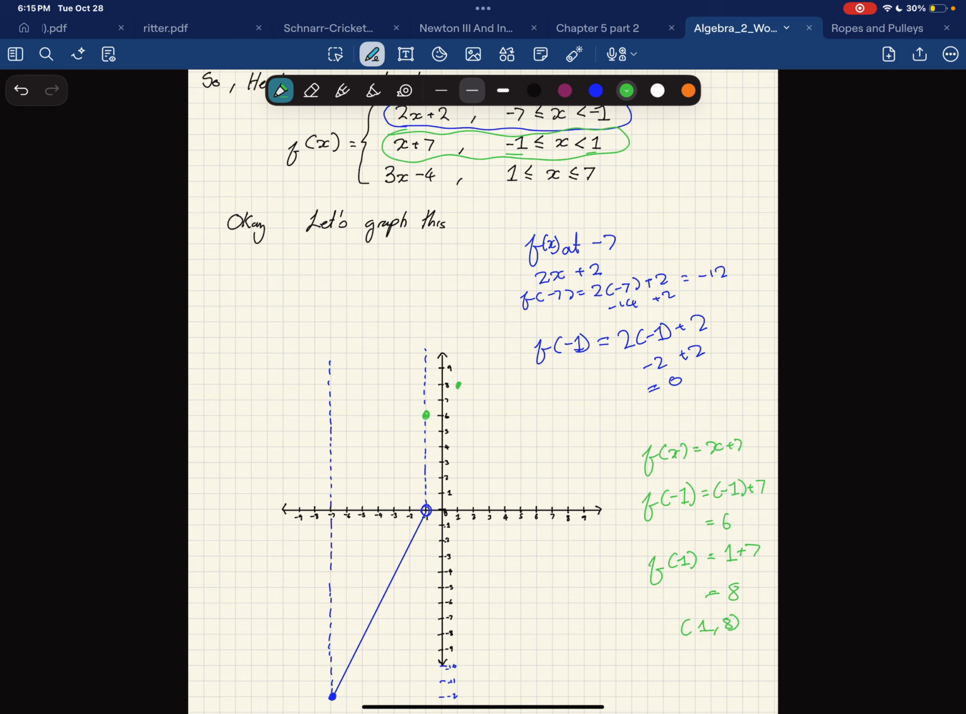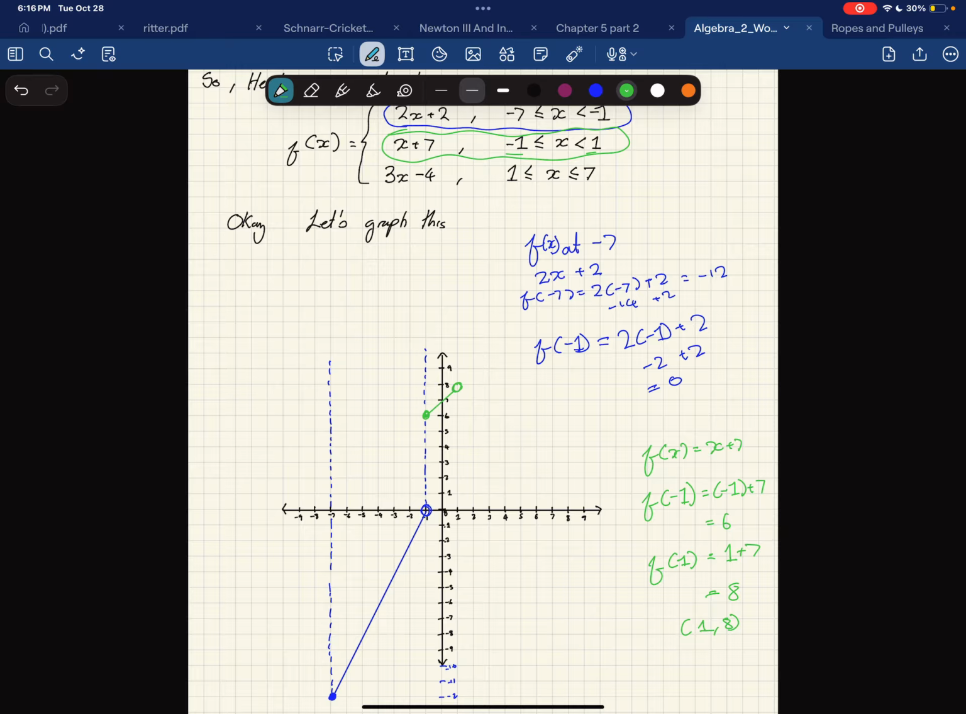So 2 points make a line. Am I including or excluding? I'm excluding the 1 there. So, boom. I'm excluding right there.